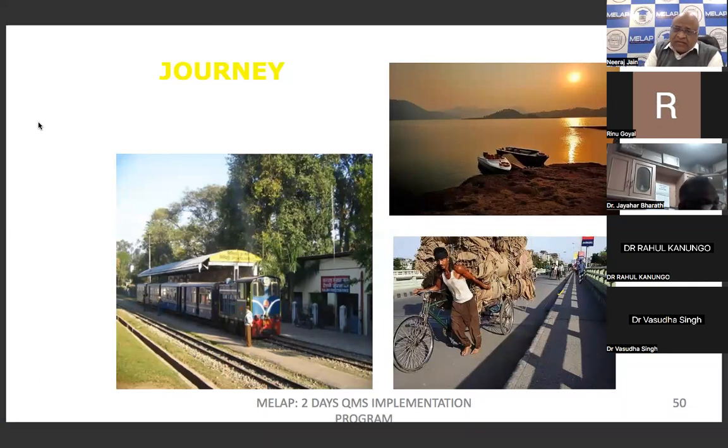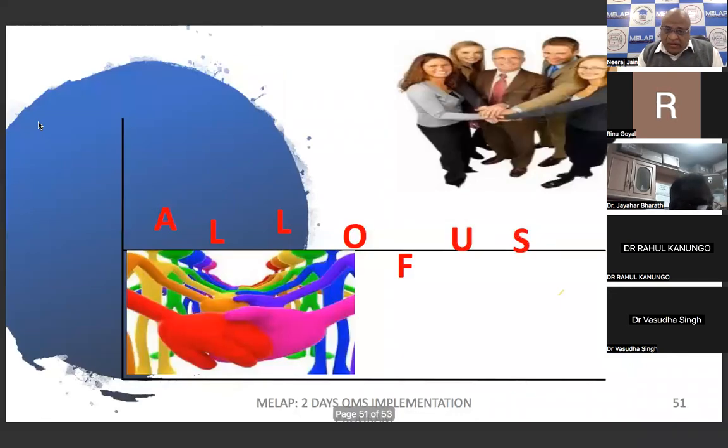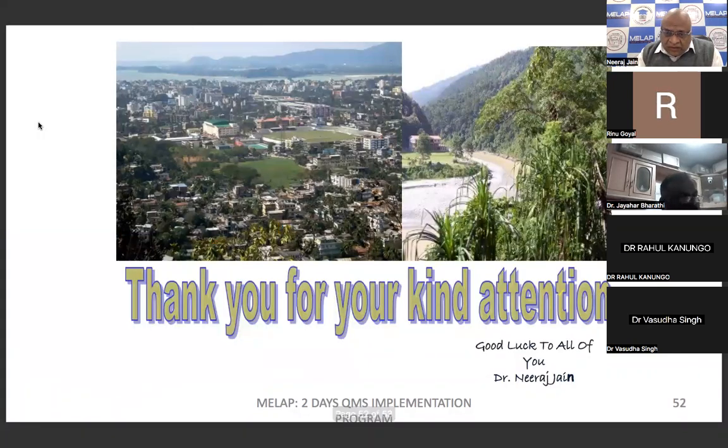See, quality is a journey without any destination. And never think it is a burden on you. When you start working in your lab with the help of ISO 15189, and when you develop a good understanding of this ISO 15189, definitely you will enjoy your laboratory work. And this is not difficult. This is possible with the cooperation of everyone working in the laboratory. So thank you for your kind attention. Good luck to all of you for all your future endeavors.